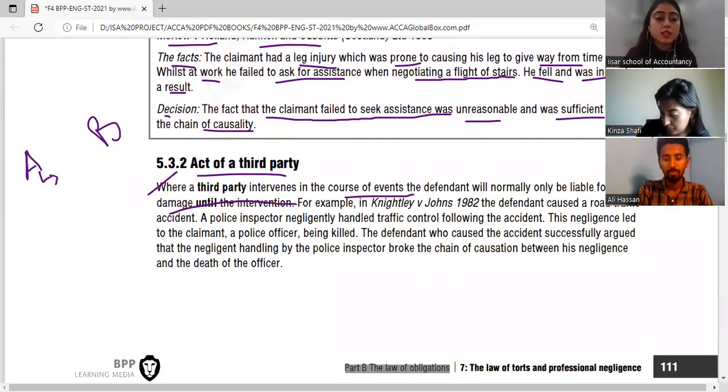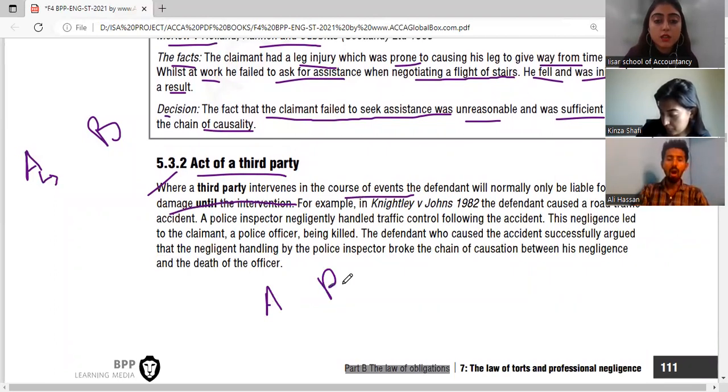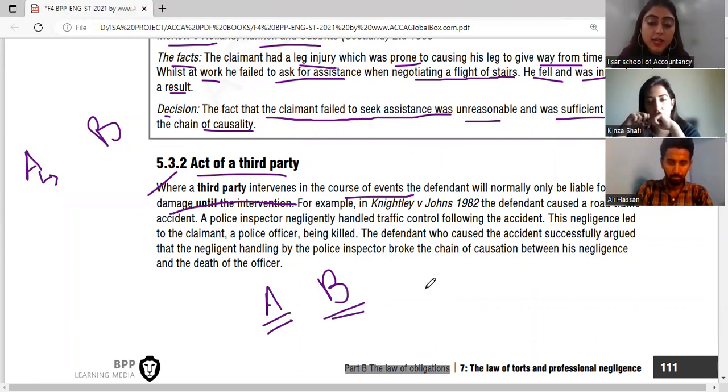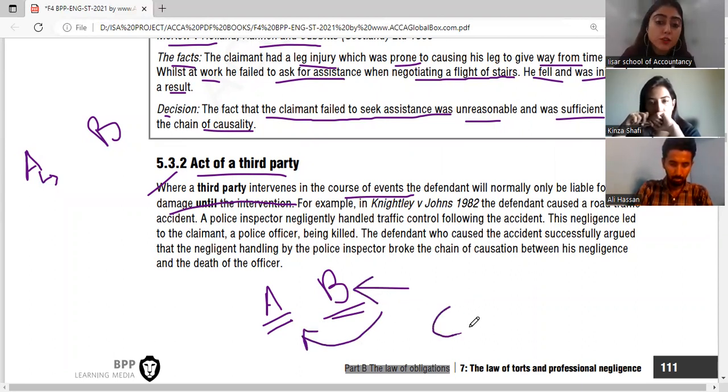Second, act of a third party. See, now there are two parties, A and B. B has been blamed or condemned of breach of duty of care, and A has suffered the loss. But in reality, when the court investigates the matter, it was not the fault of B because of which the loss was suffered by A. It was actually because of C, a third party's act, that A suffered the loss.